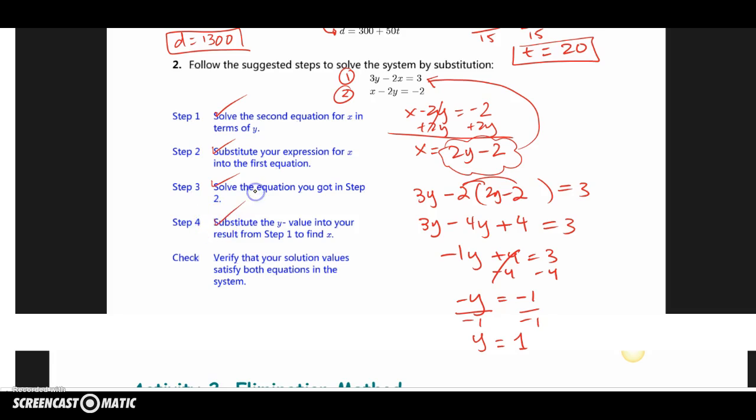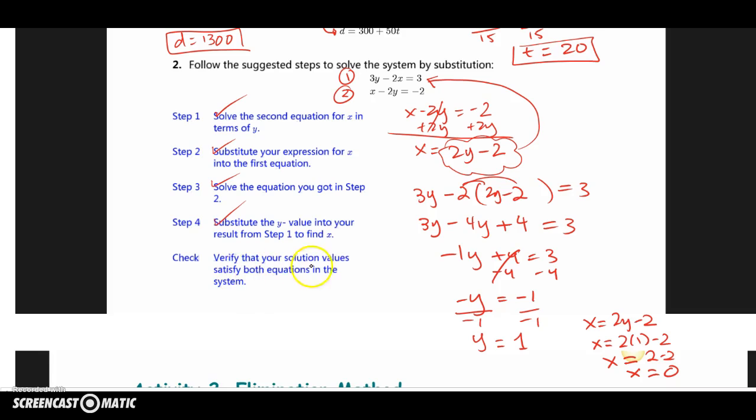Now I have to substitute it back into step 1, back into the cloud to get the value of x. So x equals, from the cloud, 2y minus 2, but we just found y to be 1. So I end up with x equals 2 minus 2. X then must be 0. So we found the value of x as well.